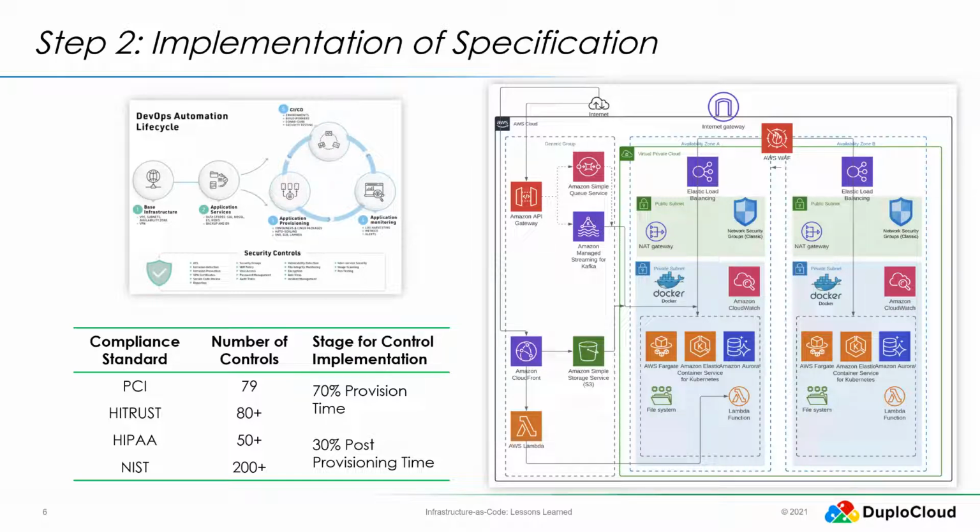Yeah. So, if you see, there's a table which shows a few high-level controls. PCI has like 80, HITRUST 80 plus, HIPAA is 200 plus. SOC 2 is not there. SOC 2 is a very rudimentary one, but so is ISO. But these are the control set, and 70% of them actually have to be done at provisioning time. And then about 30% can be done post-provisioning, and you need to monitor it.